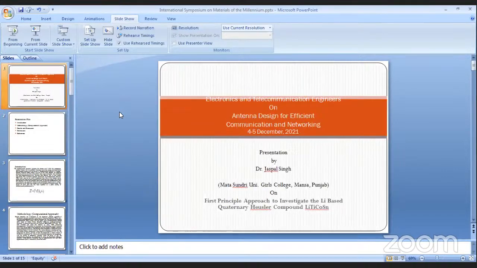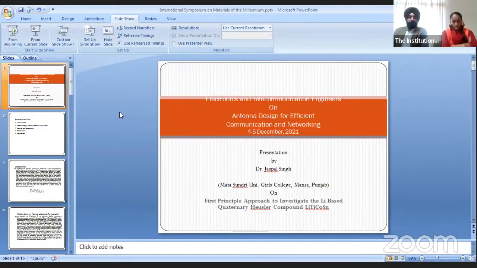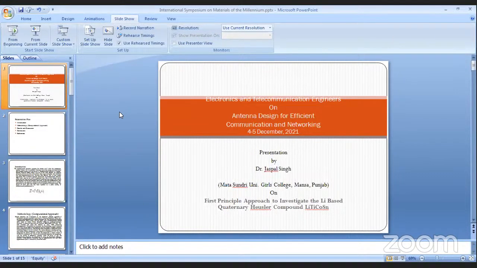Good afternoon to all the participants of this National Convention of Engineers. Myself, Dr. Jaspal Singh, Assistant Professor in Physics at Mata Sundari University Girls College, Mansa. Today's presentation is about the introduction of a quaternary Heusler compound, LiTiCN, that is lithium titanium cobalt antenna, by using the theoretical research work of density functional theory, which is also known as the first principle approach.